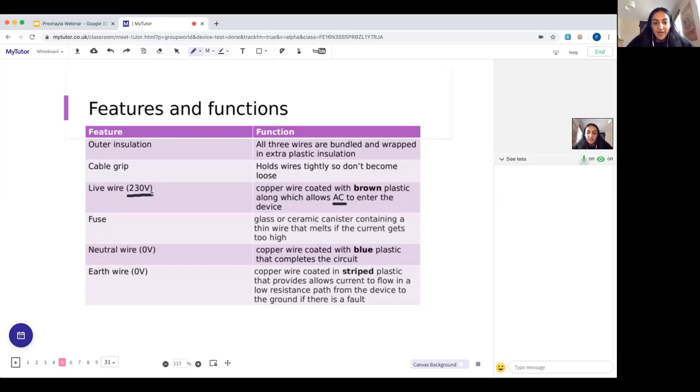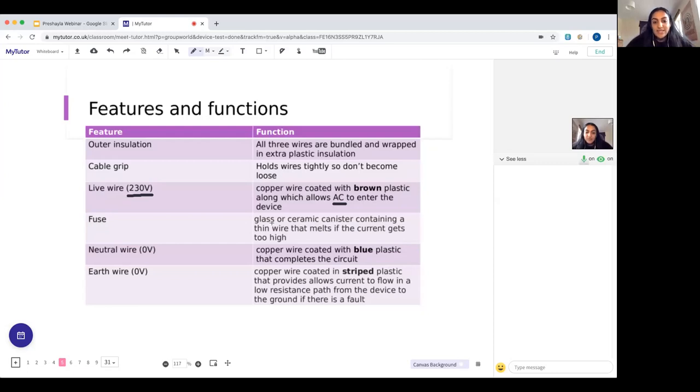So in the UK only, mains electricity comes out at 230 volts. In other countries it might be different, but in the UK, and certainly for your GCSE, the live wire is held at 230 volts.